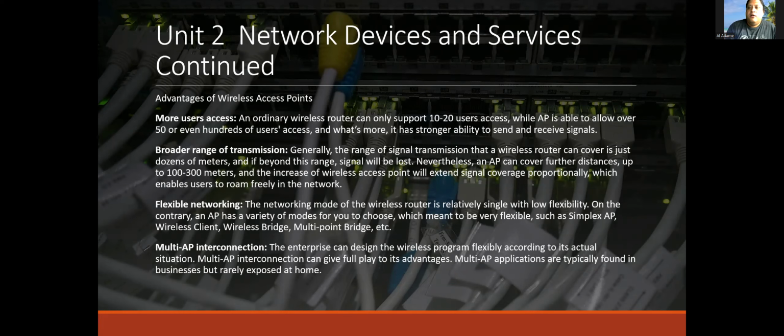Multi-AP interconnection. The enterprise can design the wireless program flexibly according to its actual situation. Multi-AP interconnections can give full play to its advantages. Multi-AP applications are typically found in businesses but rarely exposed at home. So let's talk about some disadvantages.